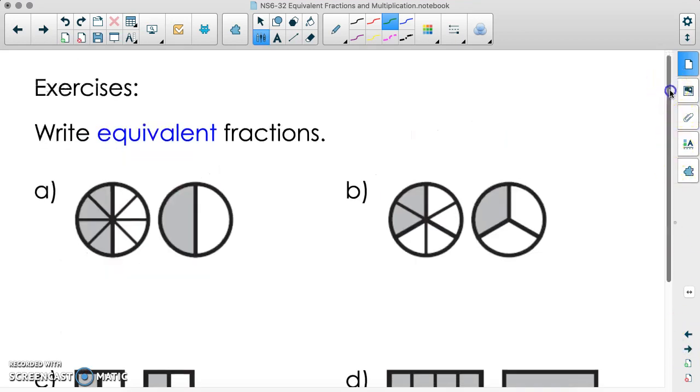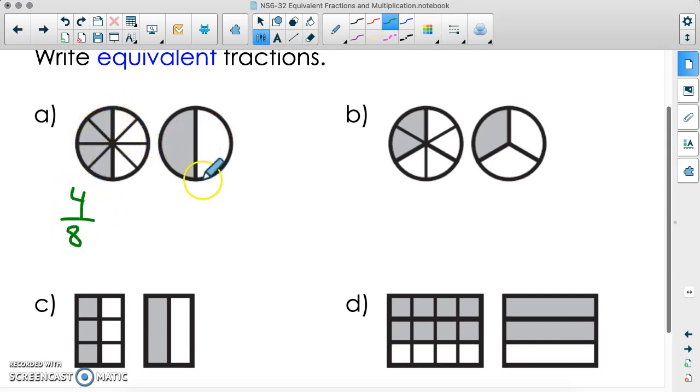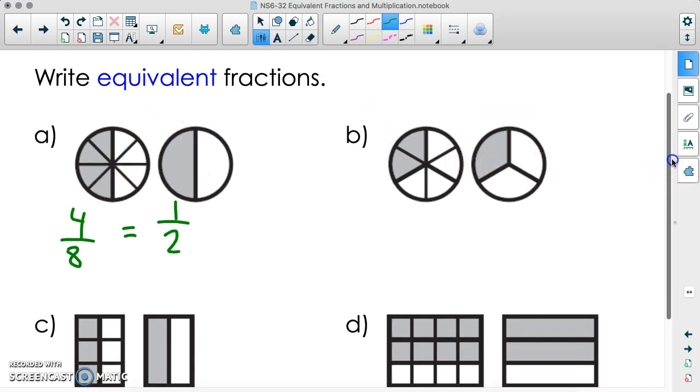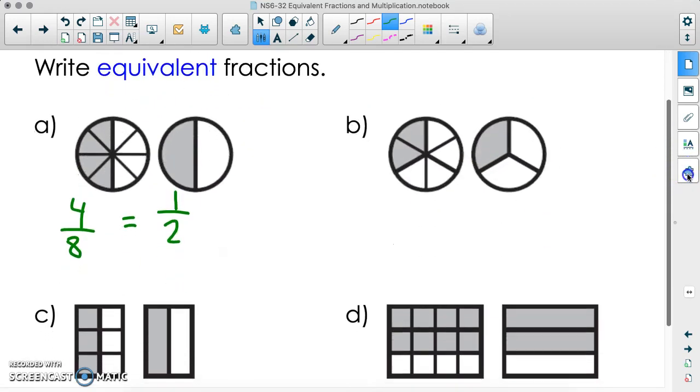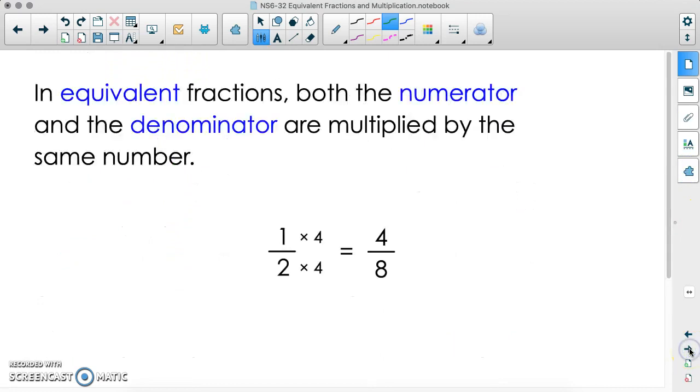So I want you to now write the equivalent fractions for these pictures on your whiteboard. Let's do A together. So for A, we have 4/8, and we have 1/2. These are known as equivalent fractions. They are the same pictures shaded. Write out the equivalent fractions for B, C, and D on your whiteboard, and then resume your screencast.